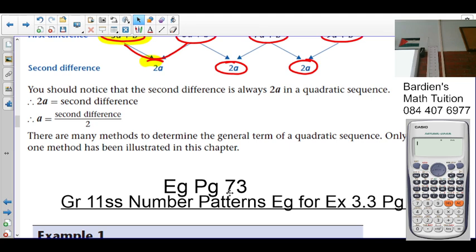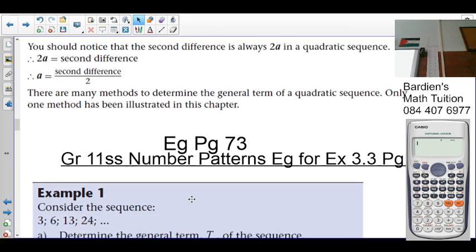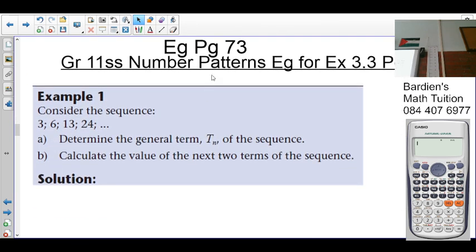There are many methods to determine the general term of a quadratic sequence. Only one method has been illustrated in this chapter. People, there's more than one way of doing this. So if you're getting outside help, it might be that they're doing a different method, and you might find it's the easier method. If you find it's easier, no problem, I know how to mark it. I also have applied a different method, but I find this one to be easier for the learner to understand. But if somebody else explained to you, you will probably find a different method easier. Okay?